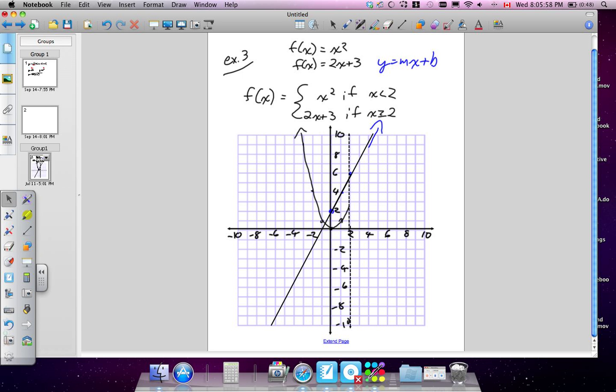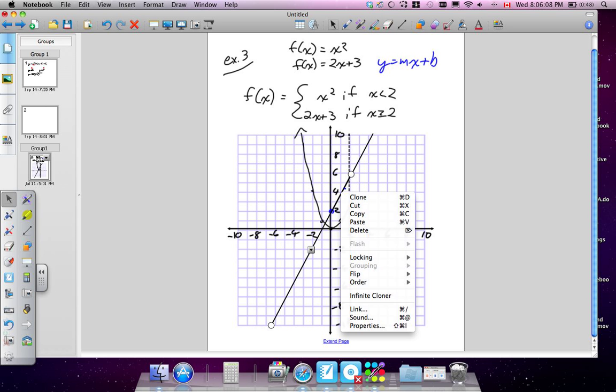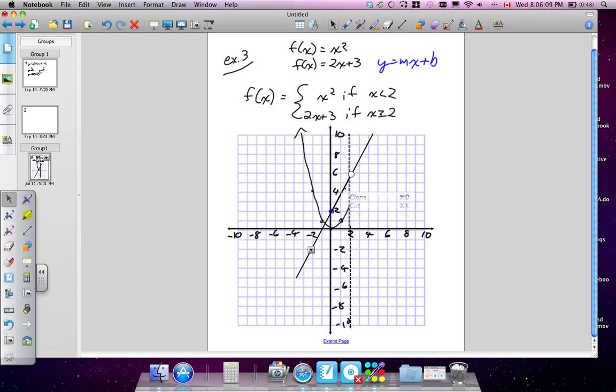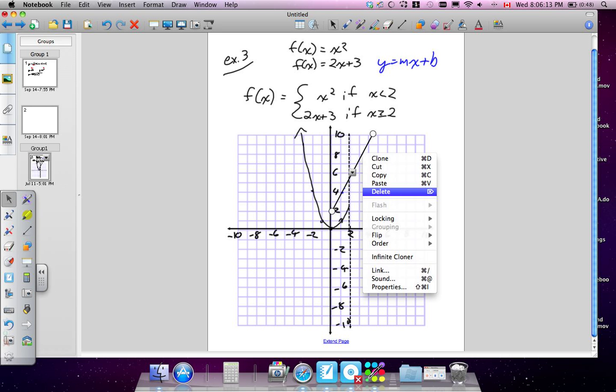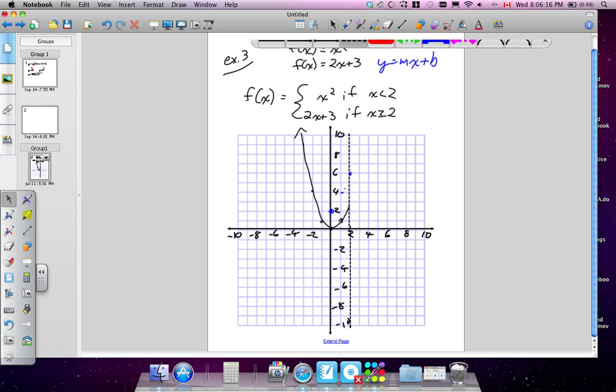So anything to the left of it, I'll redraw it. Or anything, sorry, to the right of it, from the point of 2, is our function. So the key here is, if you notice, this isn't a continuous function. It has a cutoff point, and it becomes a different function after that point.